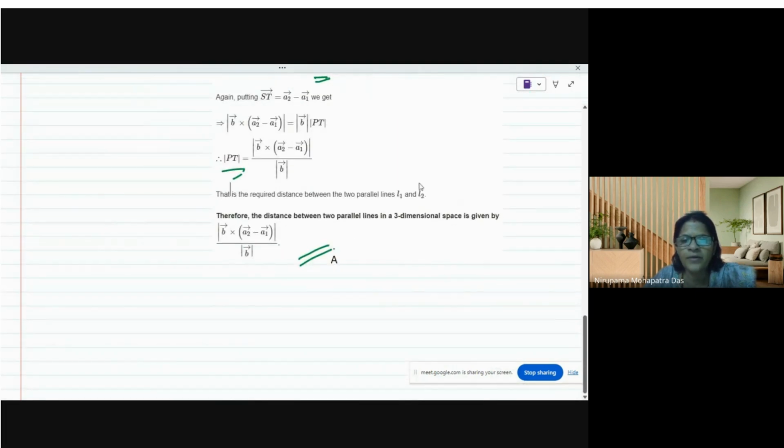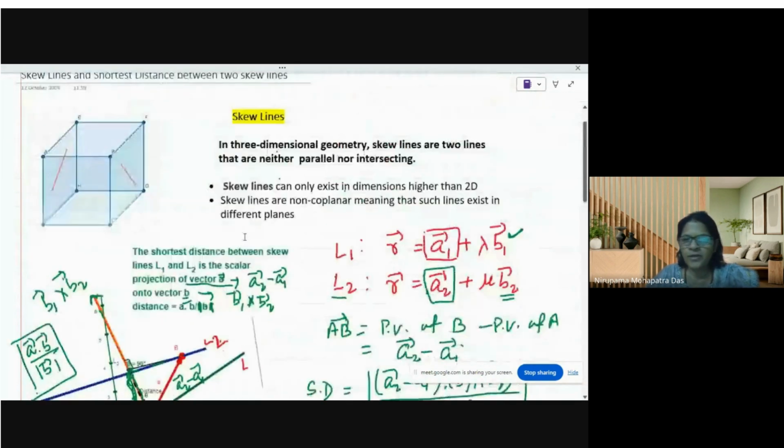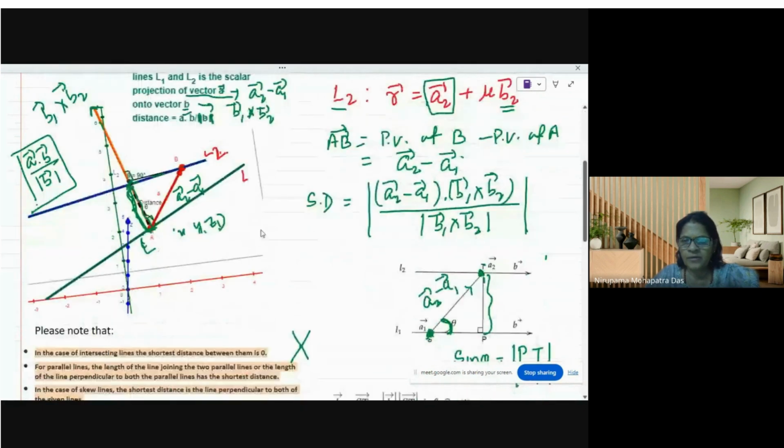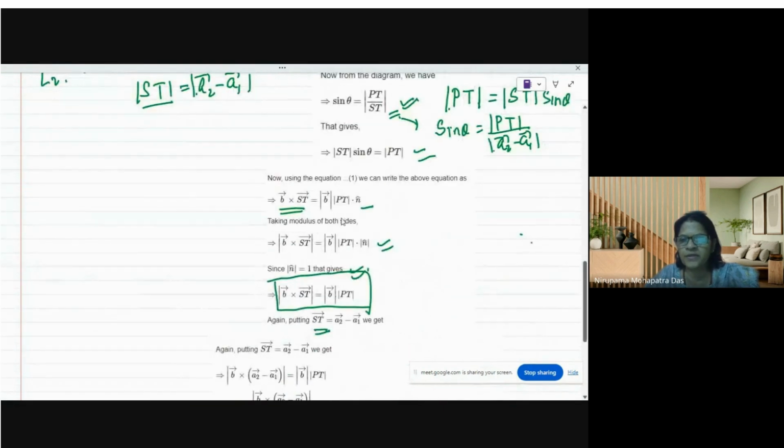Fine. Now here we can conclude like this: the distance between two parallel lines in 3D space is given by magnitude of B cross A2 minus A1 divided by magnitude of B. And we know what is A1, what is A2, and what is B vector. So I hope it is clear. And this is one of the very, very important concepts in 3D geometry and specifically for 12th standard board exam.